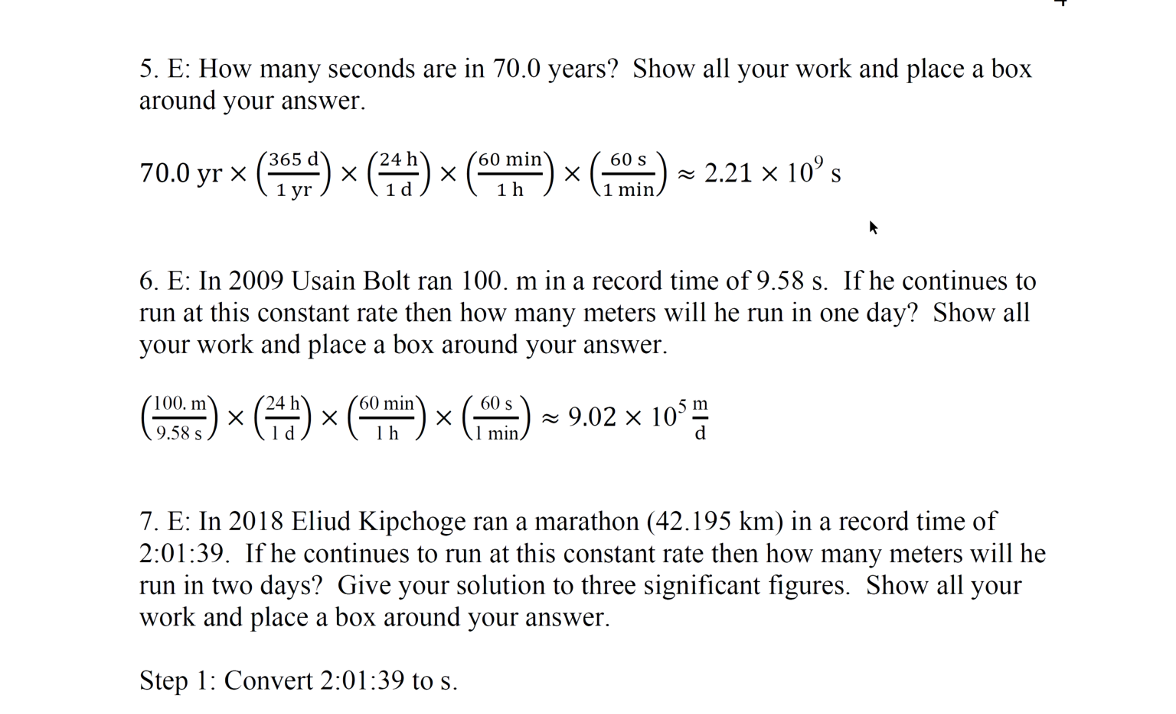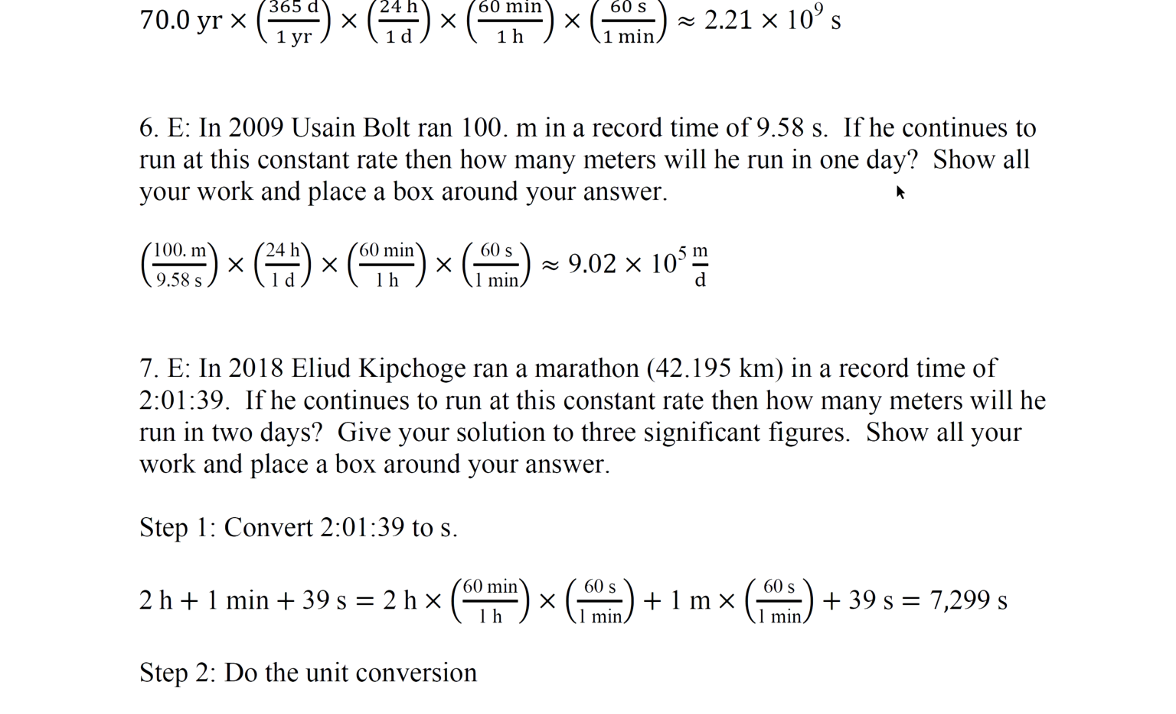So on the left-hand side, we have years in the numerator, years in the denominator, days in the numerator, days in the denominator, hours in the numerator, hours in the denominator, minutes in the numerator, minutes in the denominator. Everything cancels. We just get seconds on the left side, so we get seconds on the right side. So we go from years to seconds, so we change the units, and we also change the magnitude. The meaning of magnitude is number. We're going to go from 70.0 to 2.21 times 10 to the 9.